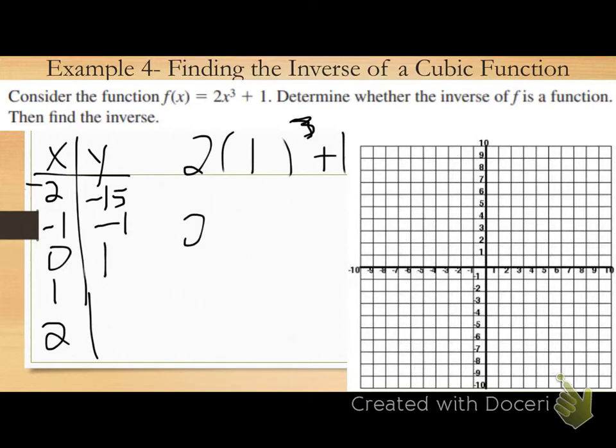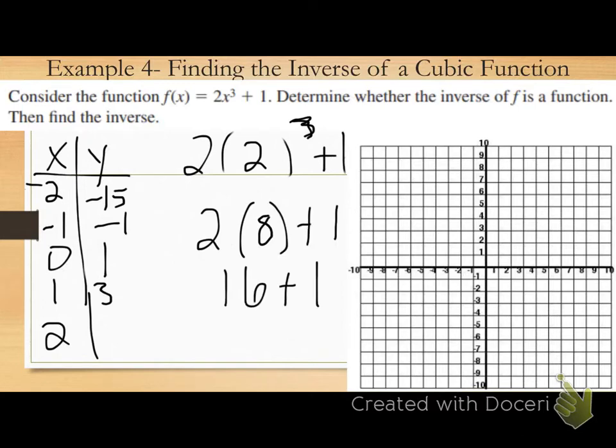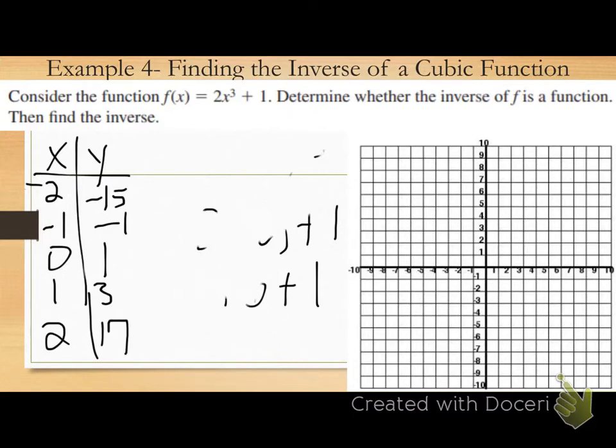Plugging 1 in. What's 1 cubed? 2 times 1. 2 plus 1, 3. And finally, plugging 2 in. What's 2 cubed? 8. 2 times 8, 16 plus 1, 17. Any questions on how I plugged any of that in to get my ordered pairs? Not too bad. Now I can just graph them.